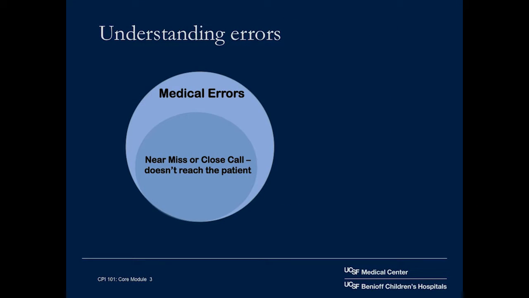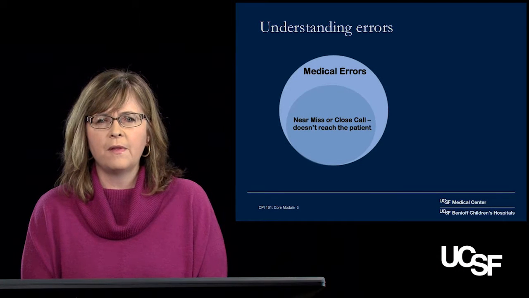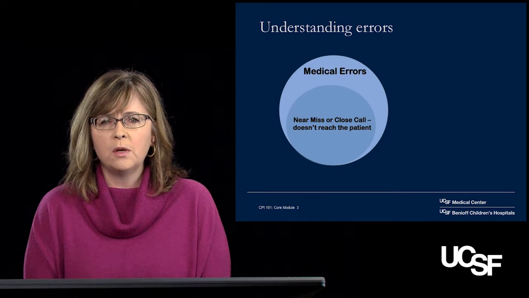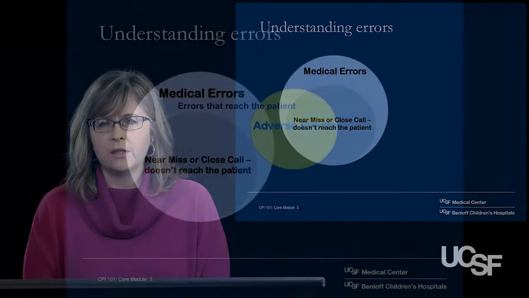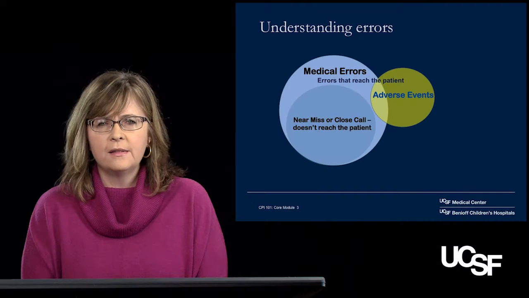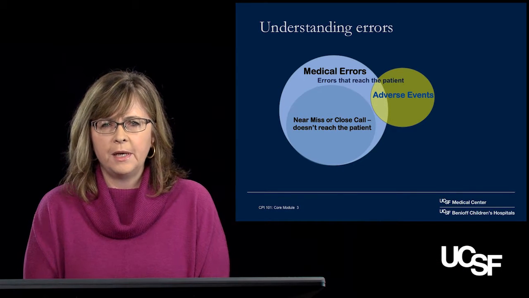That also can be things where we have a problem that isn't what's supposed to happen for the patient, but it's caught in time. This is called a near miss or a close call. An example would be the wrong medication is ordered for a patient, but someone notices and doesn't deliver that medication. What we're concerned about in terms of patient safety are those near misses, but in particular, we're concerned about adverse events. These are the events where harm has reached a patient.